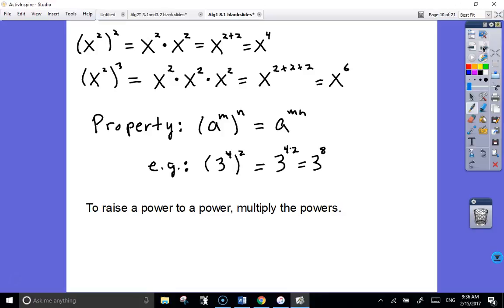So, for example, this is a times. So 3 to the 4th squared would be 3 to the 4 times 2, which is 3 to the 8th. Multiply. Right? So to raise a power to a power, multiply the exponent. Yeah, you multiply these or these or these. Multiply, right?